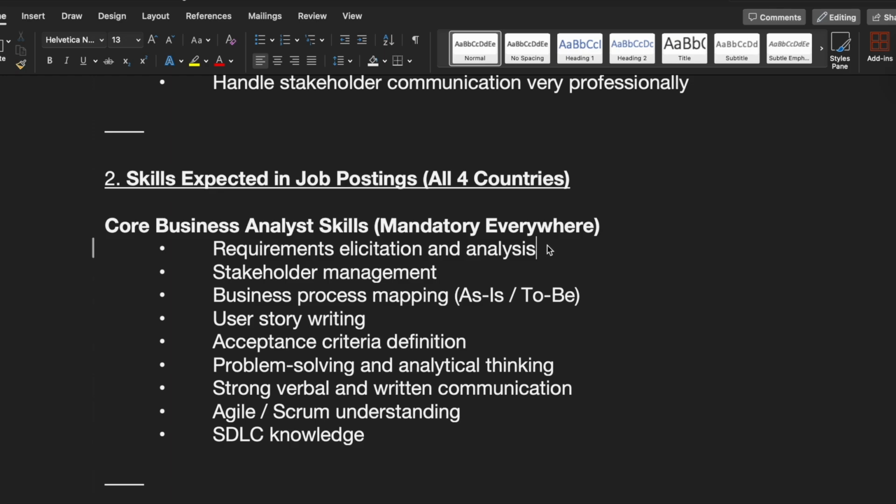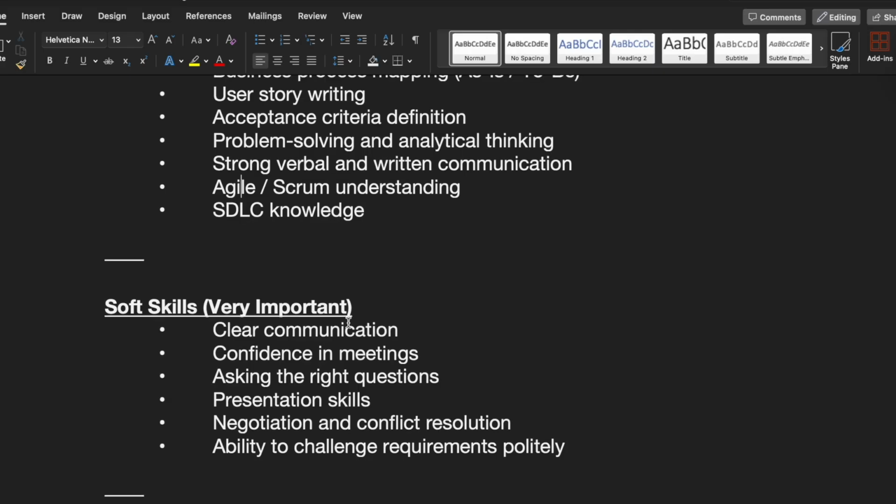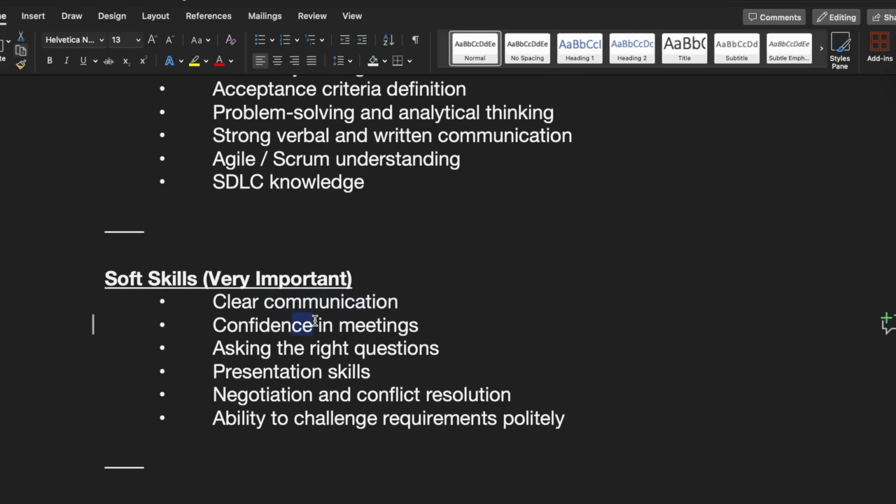Okay, next, the core business analysis. This is not only for one country; everywhere they're asking for requirement elicitation and gap analysis. Start from the gap. What is the gap? Why is it manual? How can we convert it into digital? Again and again in all the job postings I see stakeholder management. Here you see current state, user story mapping, it's the same thing, they keep asking for it.